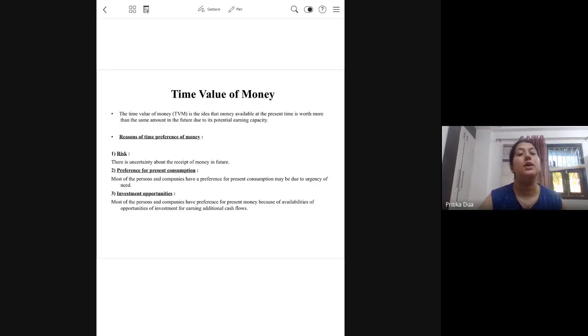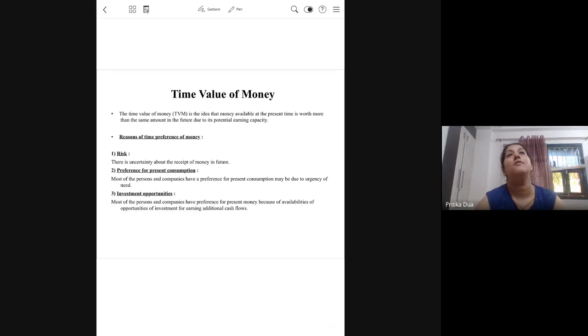We now come to the time value of money. Time value of money is that basically money has value. Rupee 1 received today will have more value than rupee 1 received a year later. And hence, the more quicker we are in receiving the money, the more value we will have in hand. The reasons for time preference of money, first and foremost, there is risk involved.